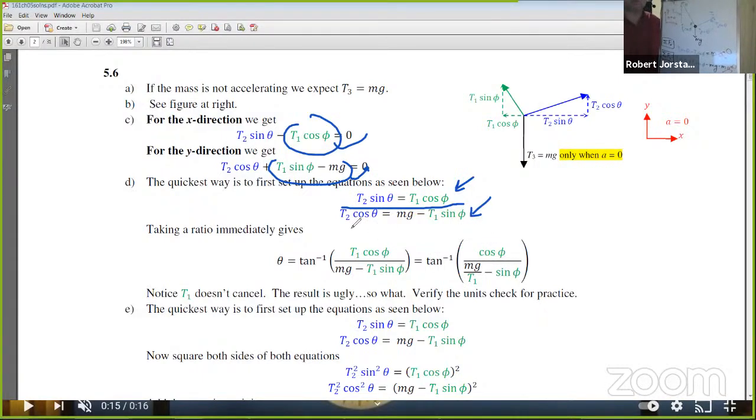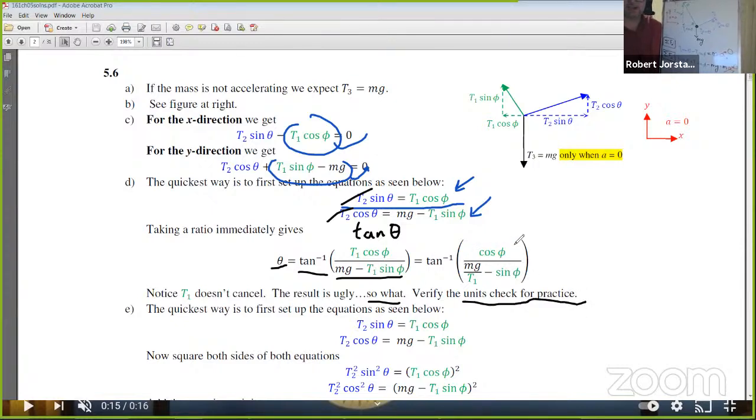I stack those equations and take a ratio. When you take the ratio, boom, the tension drops out. And on this side, you get tangent theta. On the other side, you have a big ugly mess. Well, theta is equal to tangent inverse of that big ugly mess. And there's not much you could do. The T1 can't simplify, it's just ugly. So what? And the units do check out, so you could check that later.